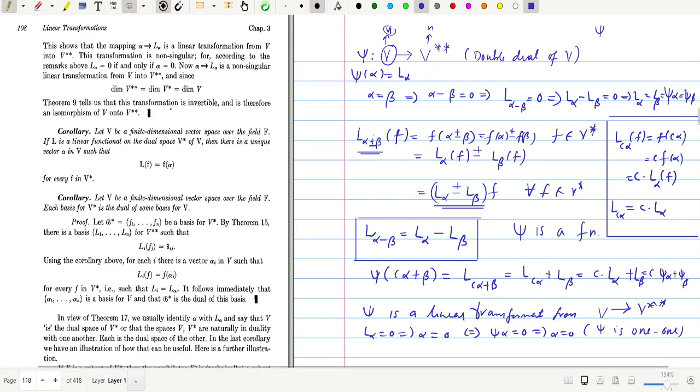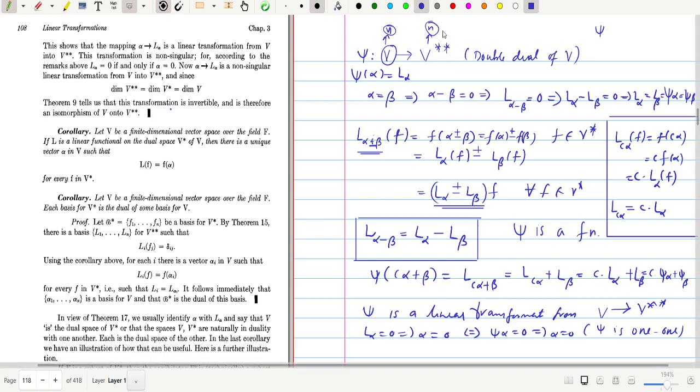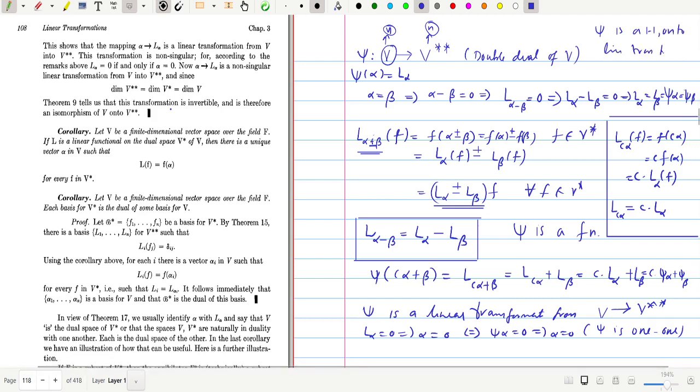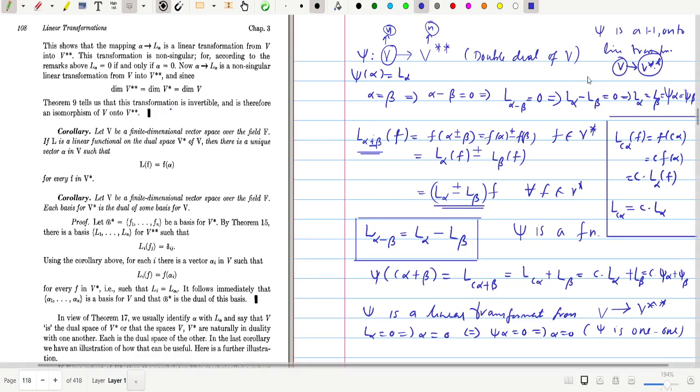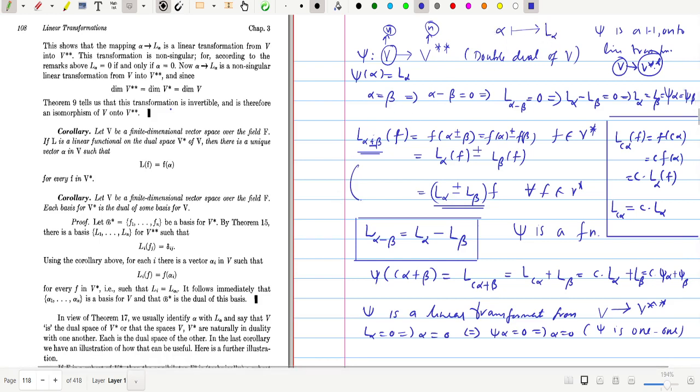Then the map is 1-1 if and only if it is onto, since using the rank nullity theorem you can easily verify that the map is 1-1 if and only if it is onto. So ψ is a 1-1 onto linear transformation from V to V double star. This shows that V and V double star can be identified using this map, that means using the mapping α goes to L_α. So this is a nice identification of the vector space V and the vector space V double star.